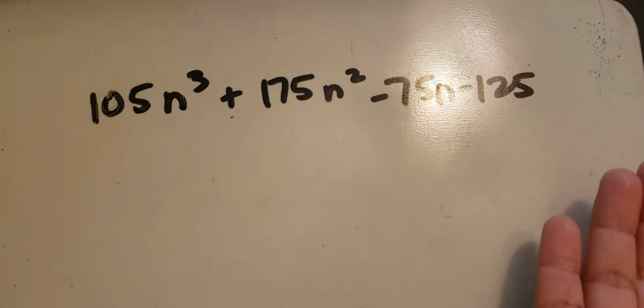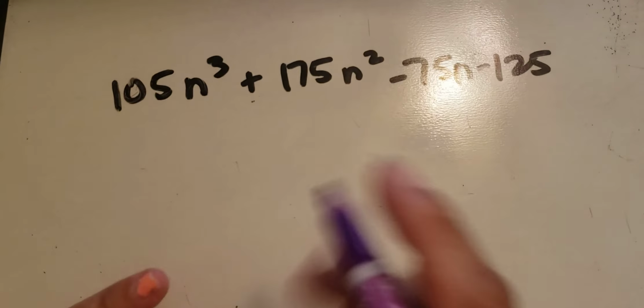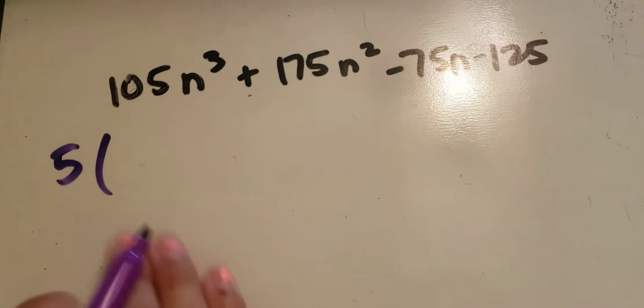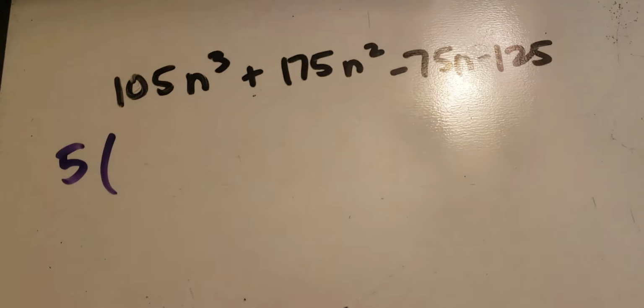I don't know if it's the greatest, but I know they have a common factor of 5. So what I'm going to do is factor out a 5, and I'm going to do it now. I'll know if this is the greatest at the end, and this is kind of a hint to check, okay?